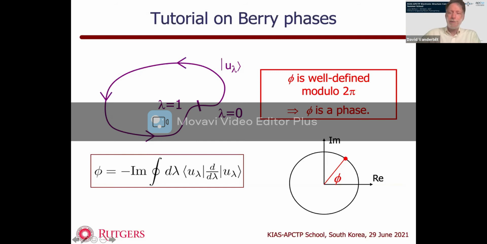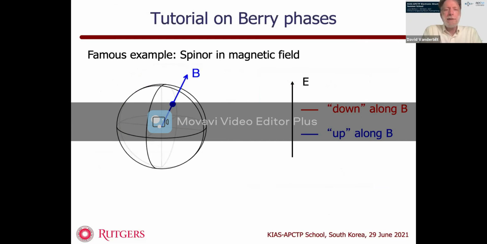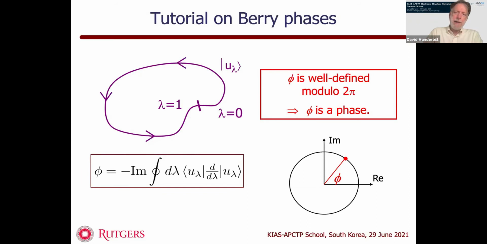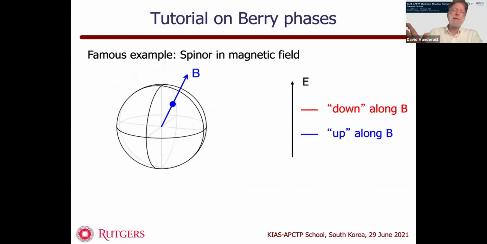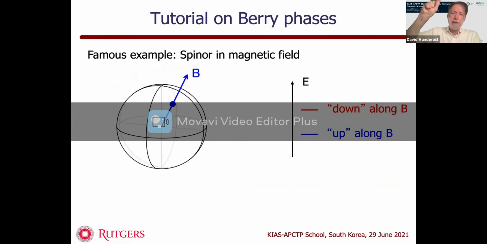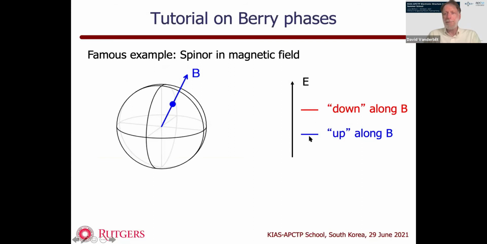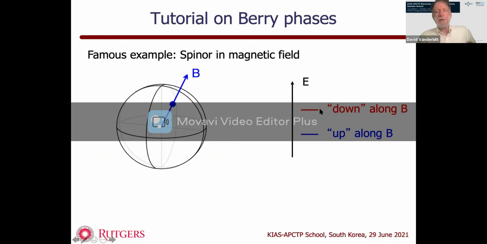A famous example of a Berry phase. So again, at the moment, I've stepped away from band theory, and this could be any system whose ground state depends upon lambda. A famous example is a spinner in a magnetic field. I have that my system is just a single isolated electron or proton, which has a magnetic moment. And if you apply a magnetic field, the ground state is a spin up in the direction of the magnetic field, and the higher energy state is spin down in the direction of the field.